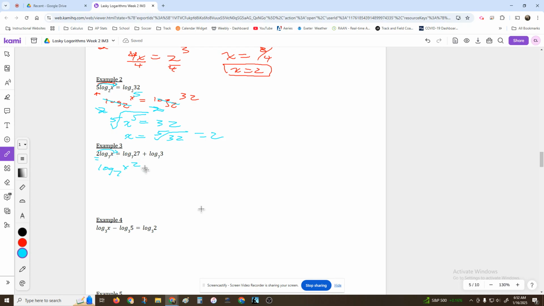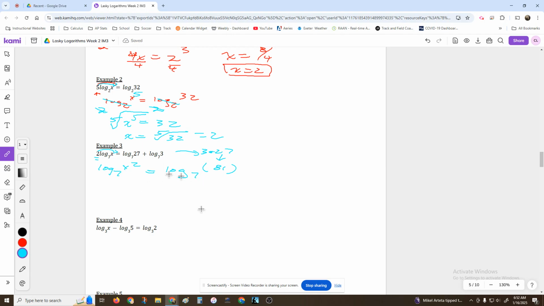And then I've got this right side. I'm adding, so I'm going to be multiplying. So now I'm going to be multiplying 3 times 27, and so that's going to end up being log base 7 of 81. I got 81 by multiplying 3 times 27, just so you guys know. And that's where I got 81 from.